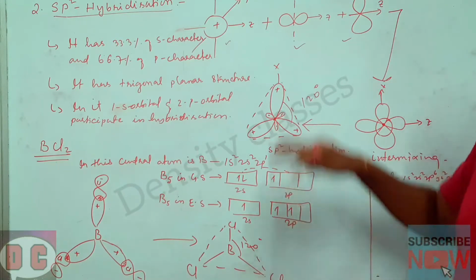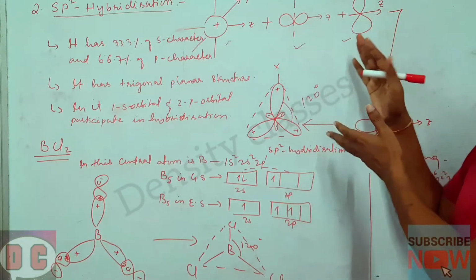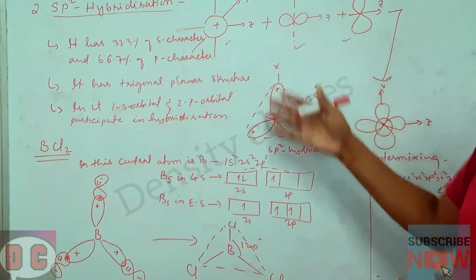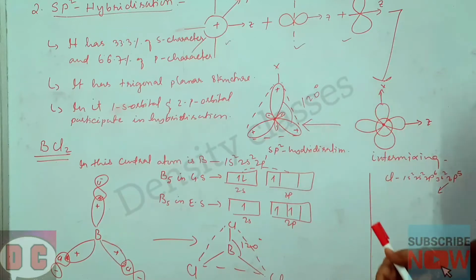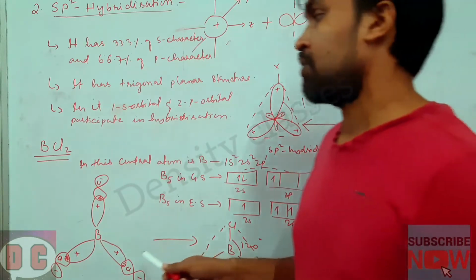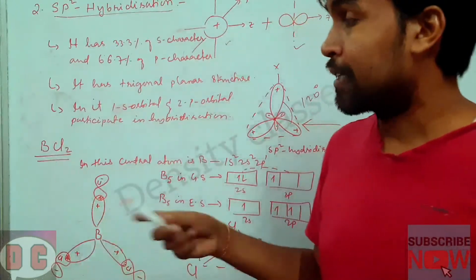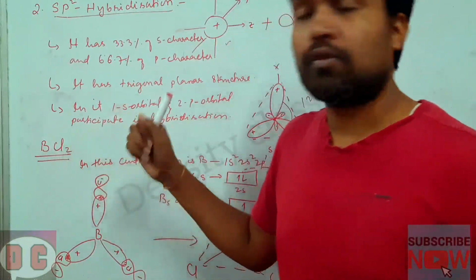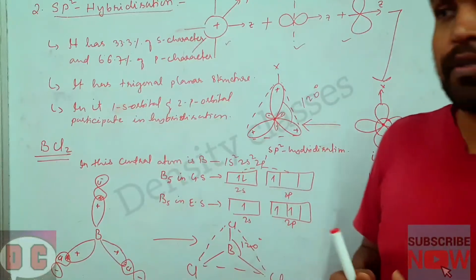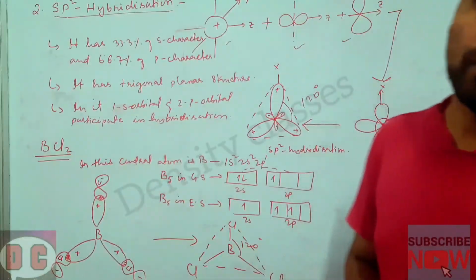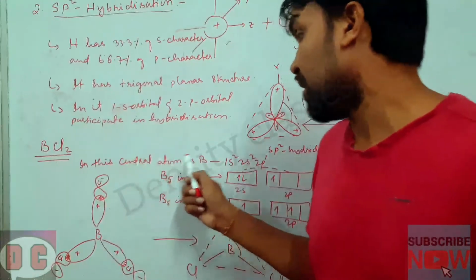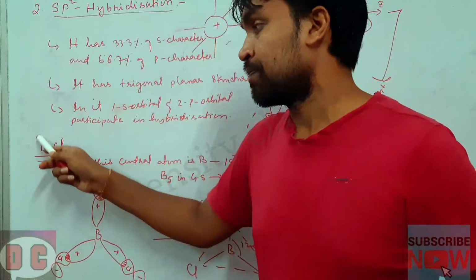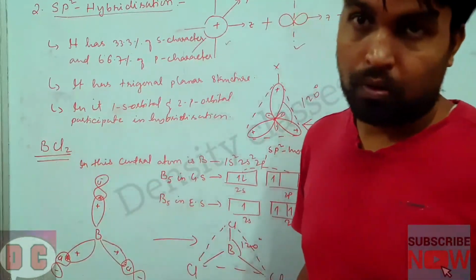Now let us try to understand sp2 hybridization with examples. We will take one example and try to see the formation of that particular compound. A question in the exam will be asked like this: on the basis of hybridization, explain the formation of BCl3. Got it? In this kind of question, first you have to identify the central atom. Which one is the central atom? B will be the central atom.